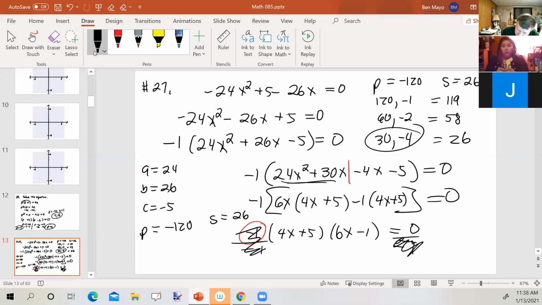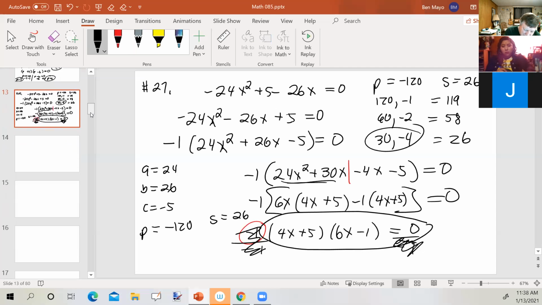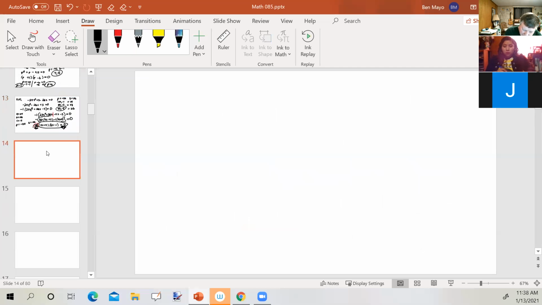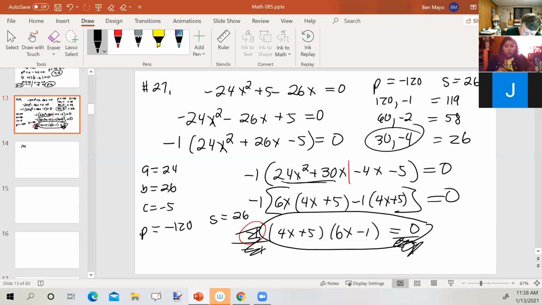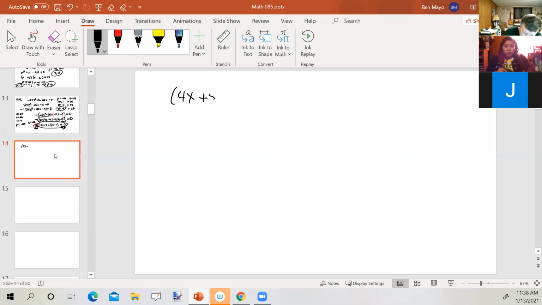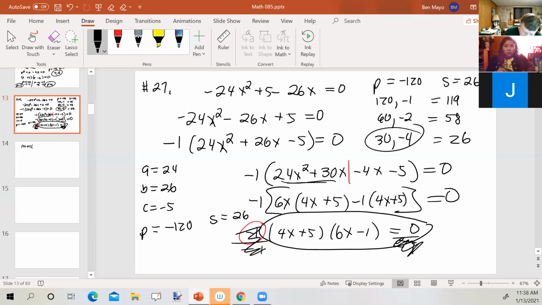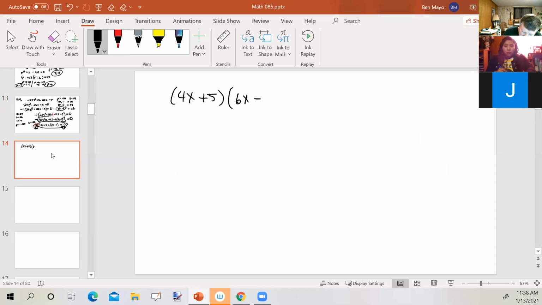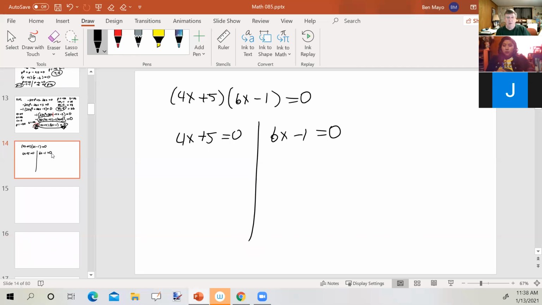Okay, I'm going to take this and copy it on the next page so that I have more room to write. So I've got 4x plus 5, and then 6x minus 1 equals 0. So again, I divided both sides by that -1. Okay, so now I'm going to take 4x plus 5 equals 0 and 6x minus 1 equals 0.